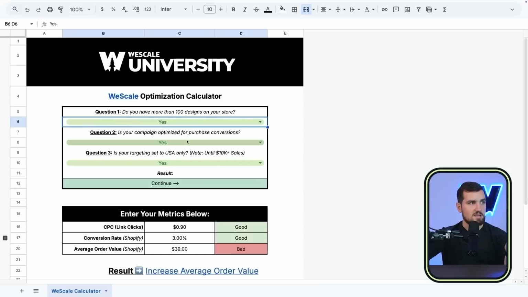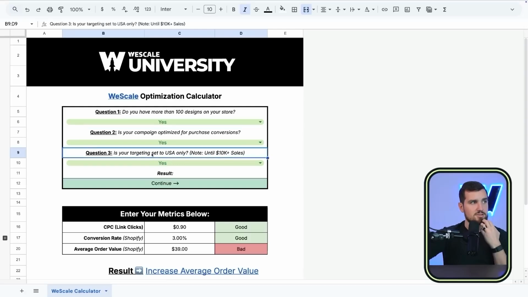And second is, is your campaign optimized for purchase conversions? And this is a common one. I highly recommend checking it. We don't want to be optimized for traffic or anything of the sort. We want to make sure we're sending purchase traffic, because it's entirely possible that we can get very cheap traffic but not convert at all by using the wrong optimization.